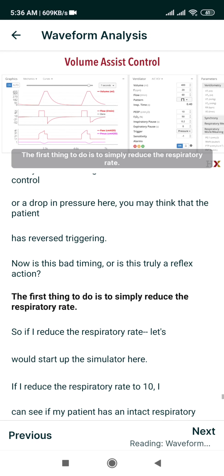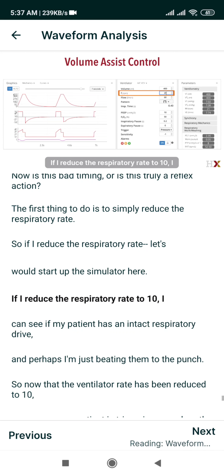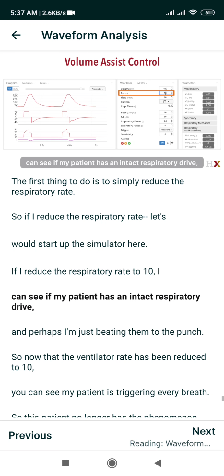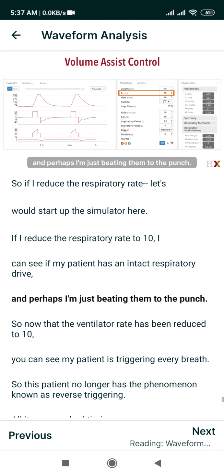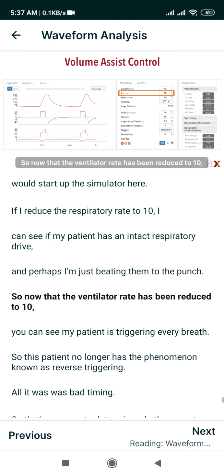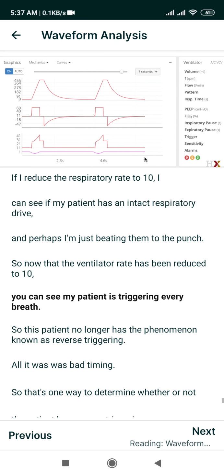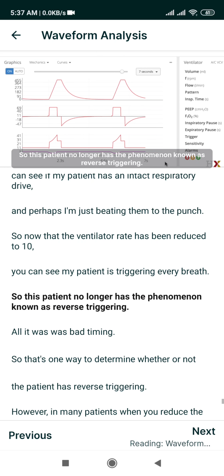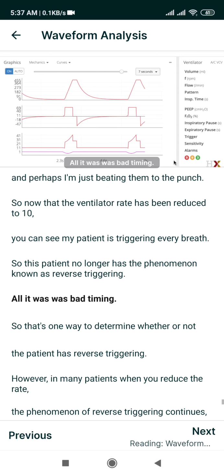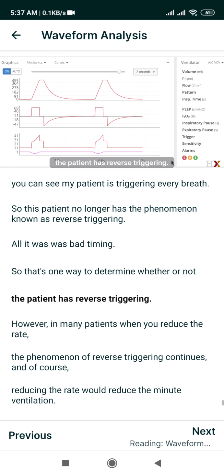The first thing to do is to simply reduce the respiratory rate. So if I reduce the respiratory rate, let's start up the simulator here. If I reduce the respiratory rate to 10, I can see if my patient has an intact respiratory drive, and perhaps I'm just beating them to the punch. So now that the ventilator rate has been reduced to 10, you can see my patient is triggering every breath. So this patient no longer has the phenomenon known as reverse triggering. All it was bad timing. So that's one way to determine whether or not the patient has reverse triggering.